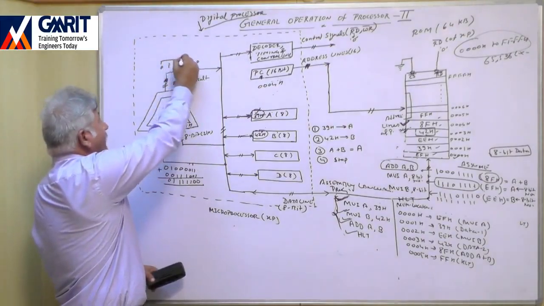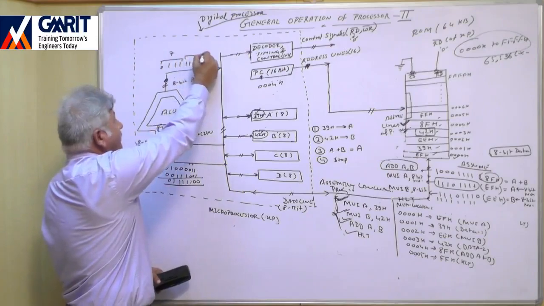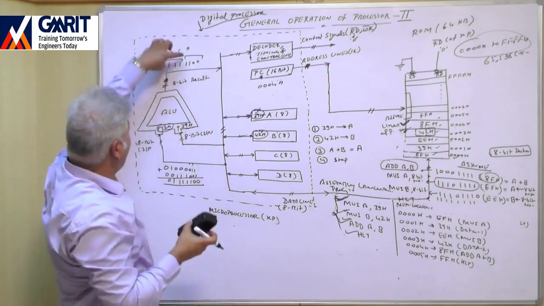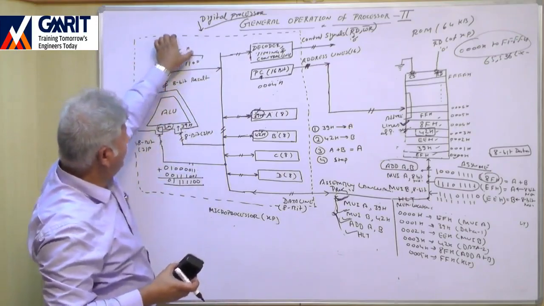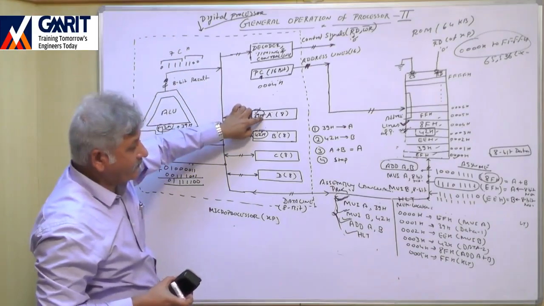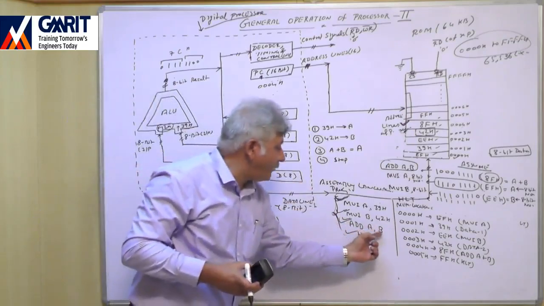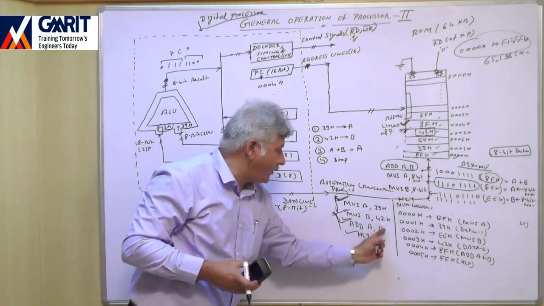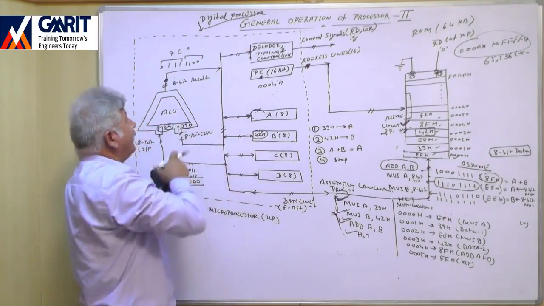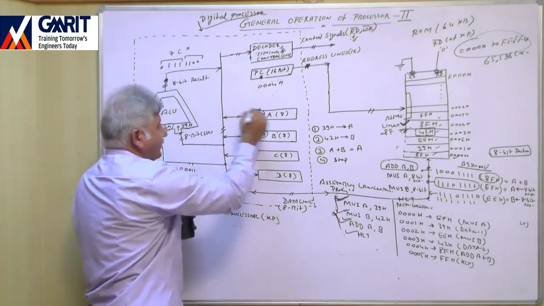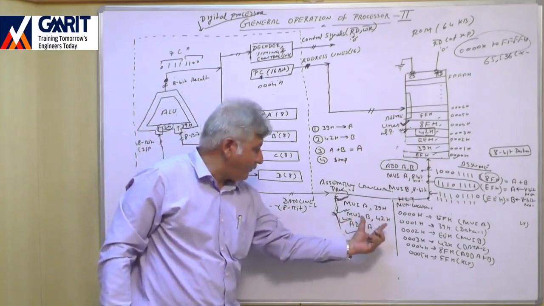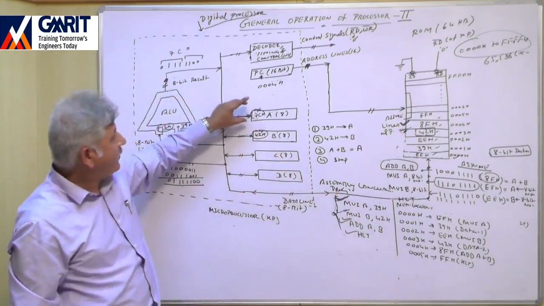In hexadecimal, if we write, then this is 7 and this is C. So 7C is the result. After the addition, this result will be generated and will be stored again in the A register. Because what is the meaning of ADD A, B? It will add the value of A with the value of B and the final result will be stored in A only. So the previous value will be overwritten by this value 7CH. Now this instruction has been executed, the numbers have been added and the final result is stored in A.